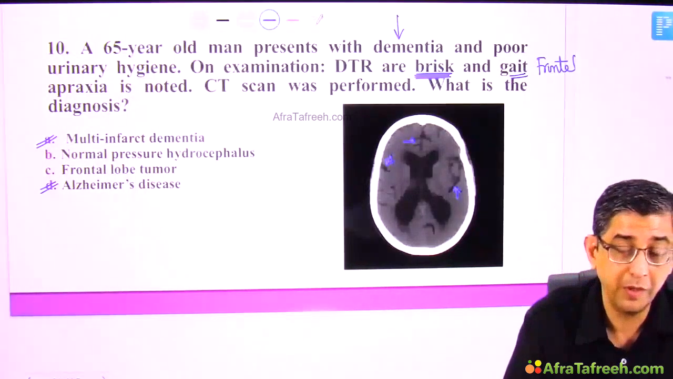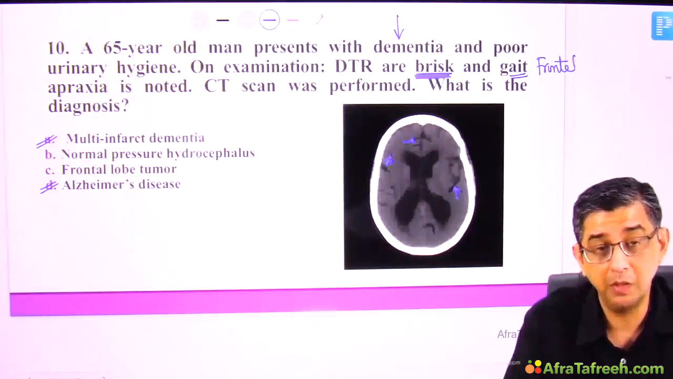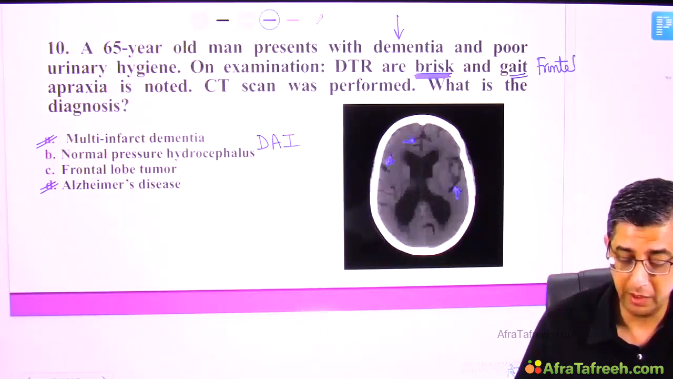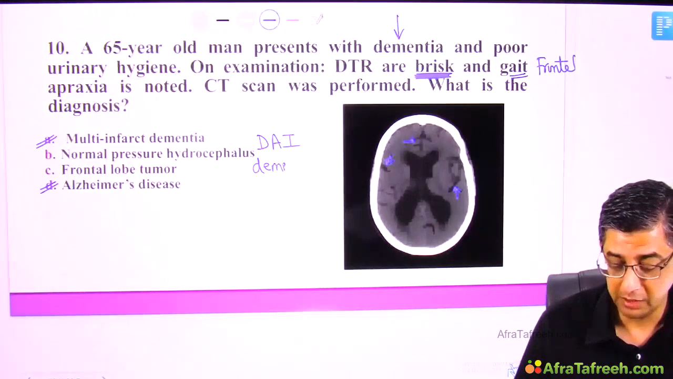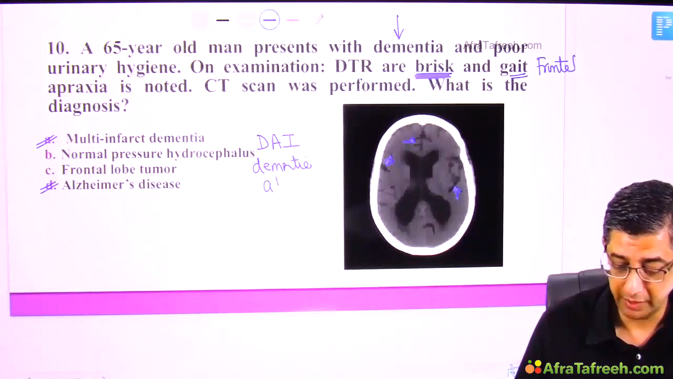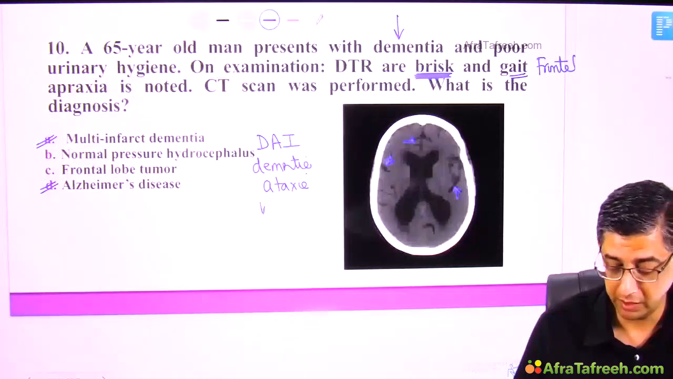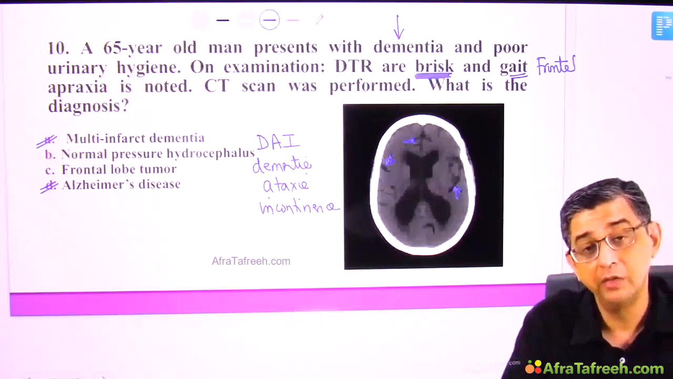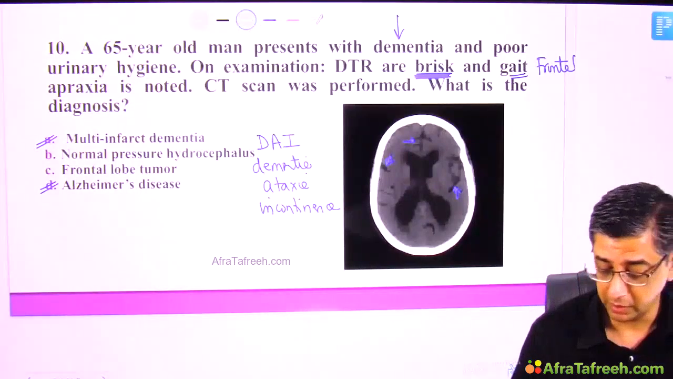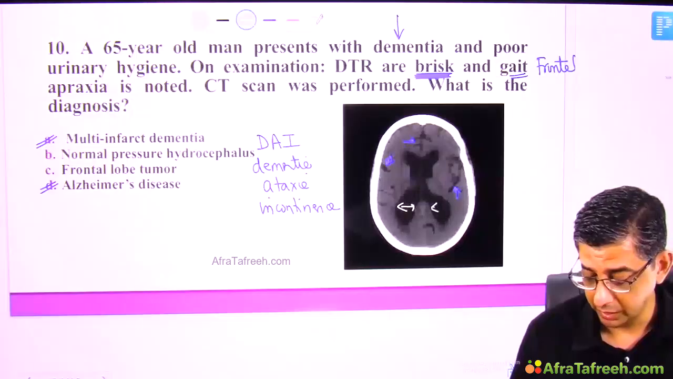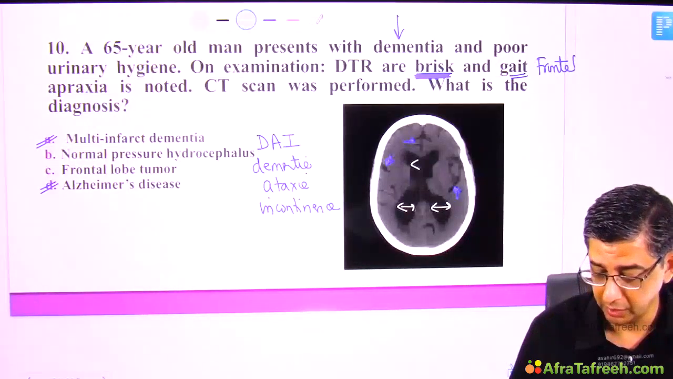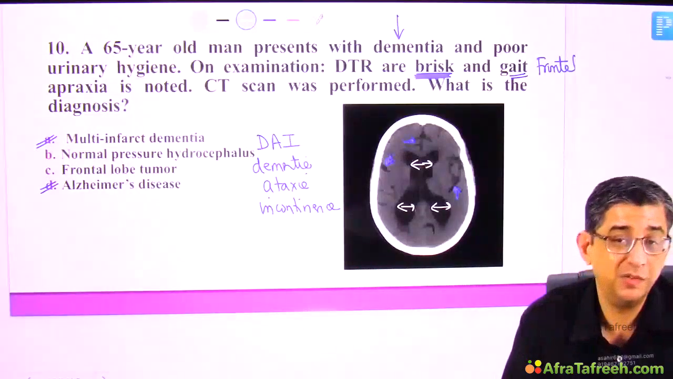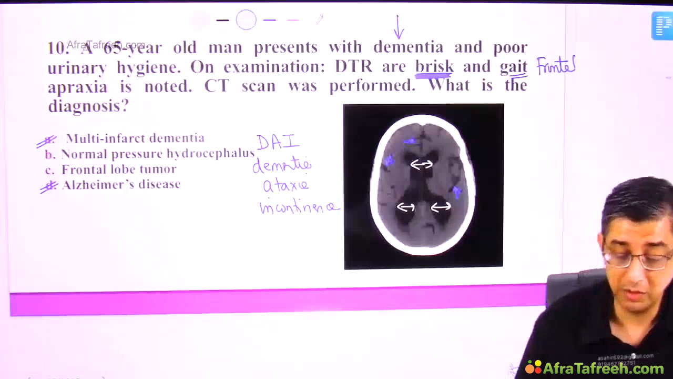B says normal pressure hydrocephalus. Now this can be a possibility because in normal pressure hydrocephalus you read a triad. The triad is DAI. D stands for dementia, A stands for ataxia, and I stands for incontinence. That looks to be the answer to this question because you can notice that the horns of the ventricle, the temporal horn and the lateral horns, look relatively more dilated. The ventricular system does not look the way it normally should. C says frontal lobe tumor. Well, I cannot visualize a tumor in this case.